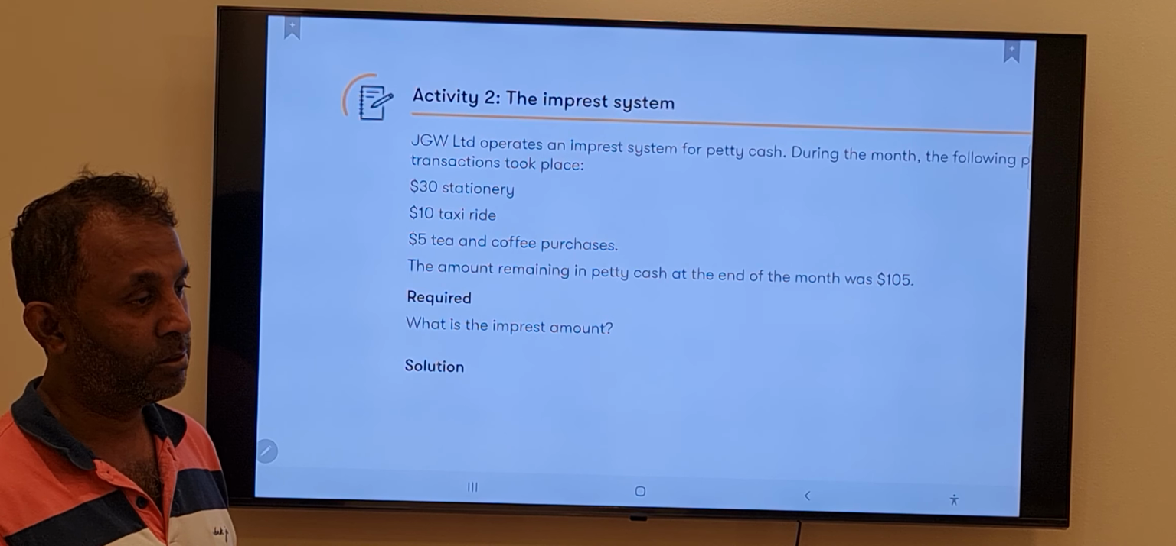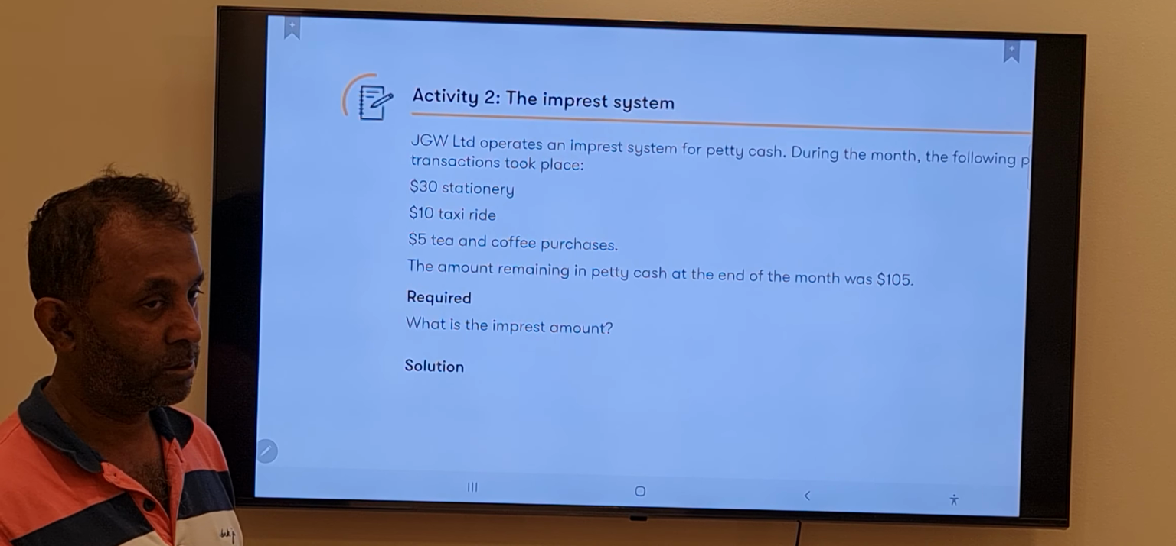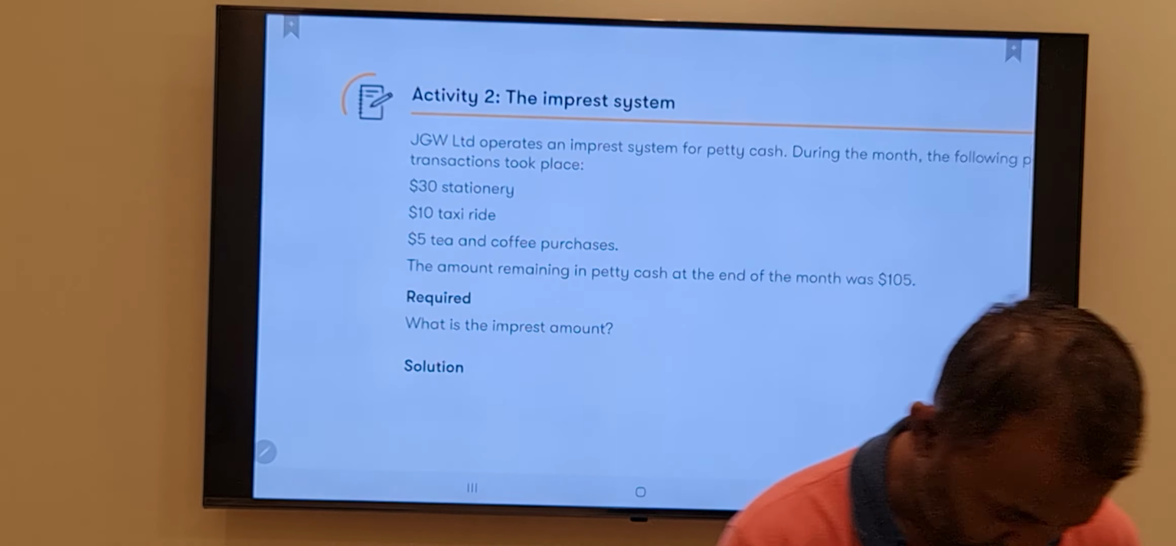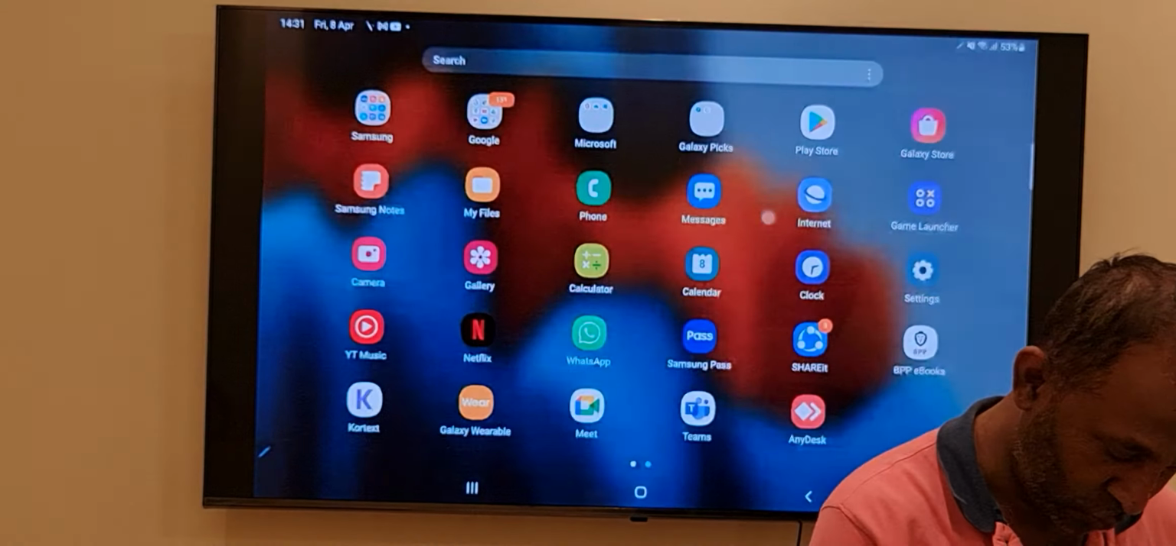I want to know the meaning of this imprest. What is it for? Like petty cash. Wait. We'll ask our Google uncle.